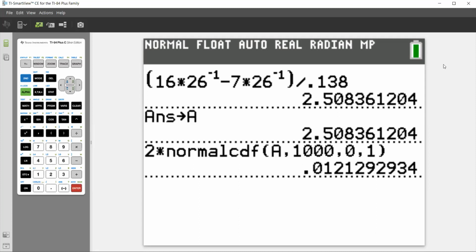Now, when we actually calculate the z, it's either going to be positive or negative, right? In this case, it was positive. So if we ended up with a negative z, we would do a left tail calculation, all right? And then multiply it by 2, because it's a two-tailed test. So the left tail calculation would be normal CDF, where we would put negative 1,000 as the lower end, and the upper end of the interval would be A, where we're storing our test statistic. That's a very good question. If we have a two-tailed test and a negative z, we calculate the area in the left tail.